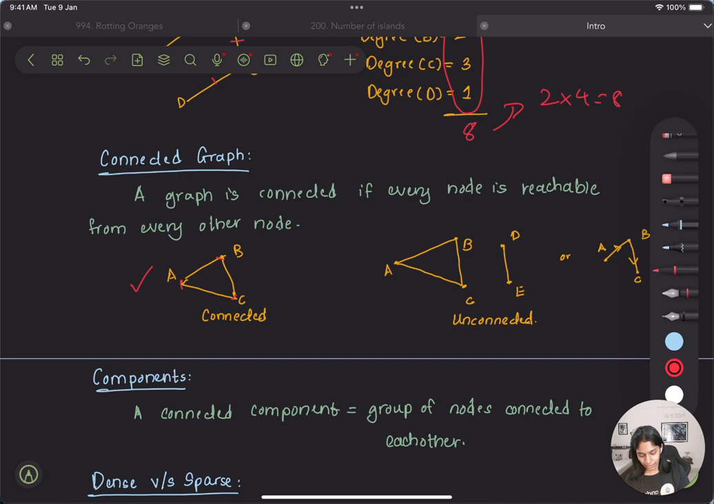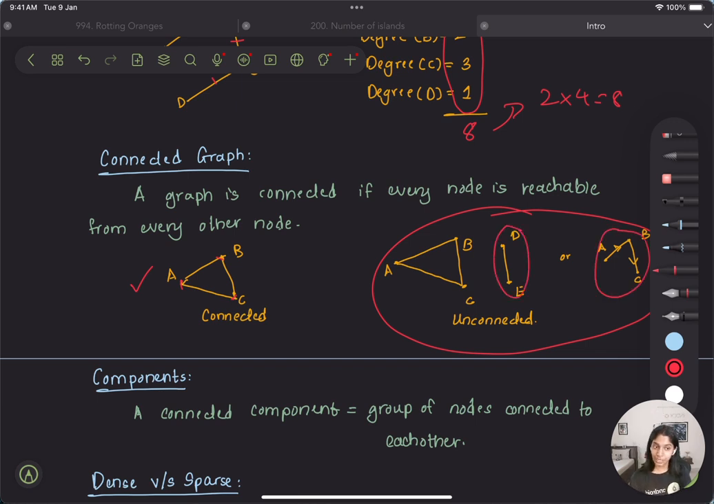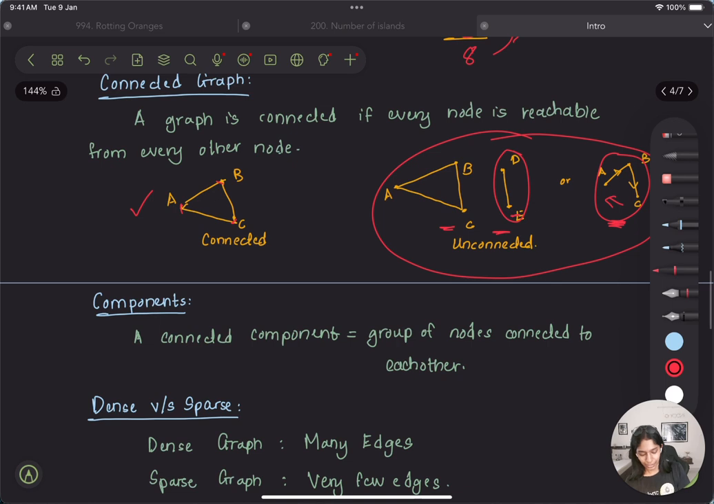It's connected. And if we look at this over here, this is a graph, but we happen to have different parts, and we can see that this ABC connection cannot reach D and E. Or even in this case, A can go to B, B can go to C, but C cannot go back to A. So it's unconnected over here. If there was a connection here, it would have become a connected graph.